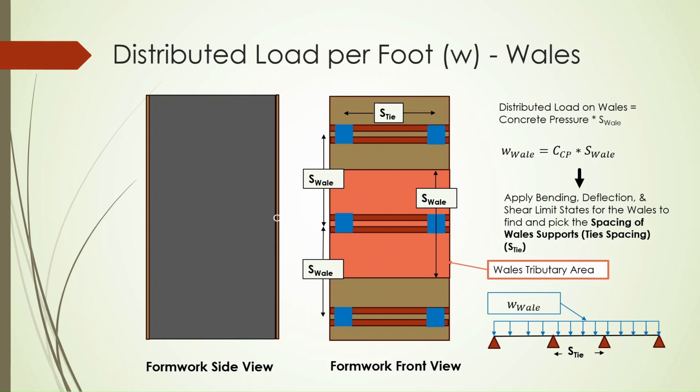Moving to the wales supporting the studs, we gotta find the distributed load per foot for the wales. In order to do that, we gotta assign a tributary area for the wales, and we gotta find the width of the tributary area. That width is gonna be the spacing of the wales, which we found earlier by applying the deflection, shear, and bending moment limit states for the stud member. So we know the spacing of the wales, so we know the width of the tributary area, and we can find the distributed load per foot on the wale, which is going to be the concrete pressure times the spacing of the wale. And we think of the wale as a beam supported by the ties represented by the pin connections, and we apply the bending, deflection, and shear limit states for the wales to find and pick the spacing of these wale supports. And the supports of the wales are the ties, so we're finding the tie spacing. After we find the spacing of the ties, we move to the next step.